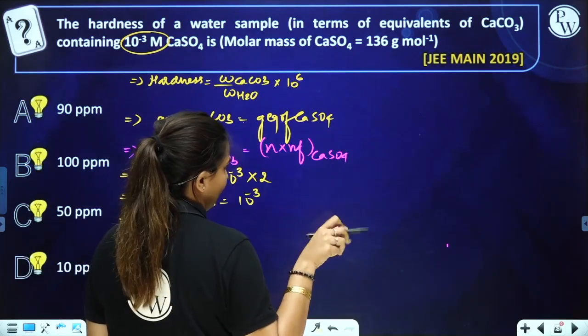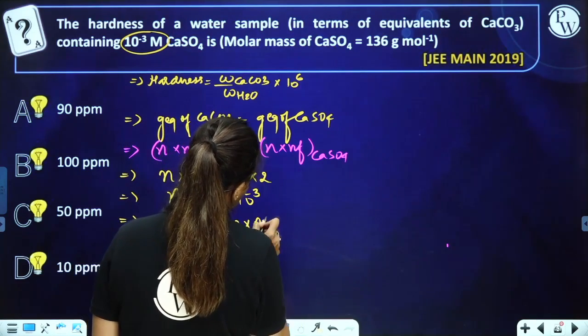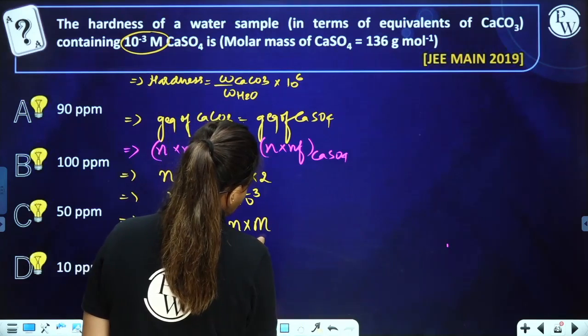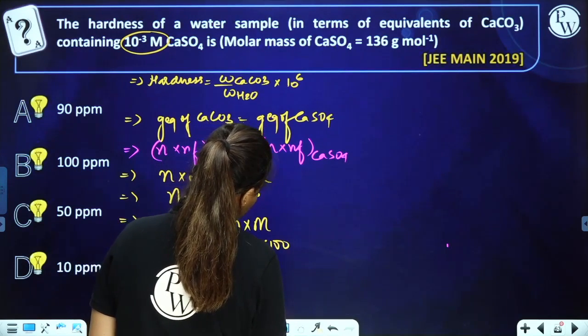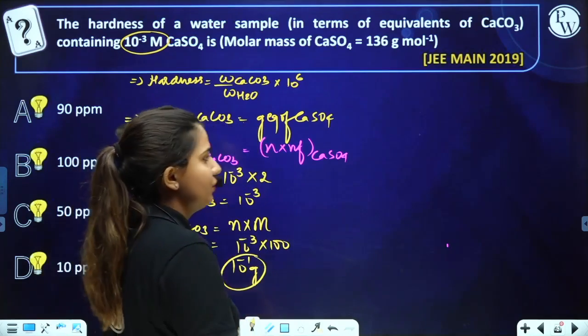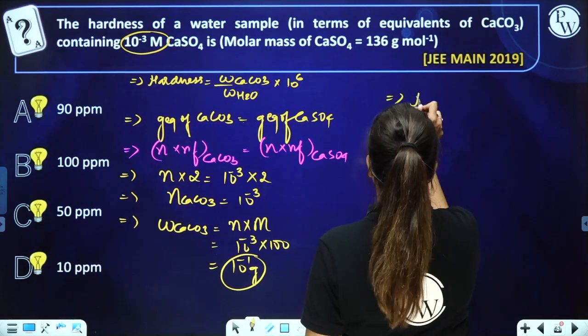So we can simply say that the weight of the calcium carbonate will be: number of moles is the weight upon molar mass, so you will have number of moles into the molar mass. The number of moles is 10 to the power minus 3. Molar mass is 100. So it is coming out to be 10 to the power minus 1 gram, which is 0.1 gram. Now express your answer, your hardness.